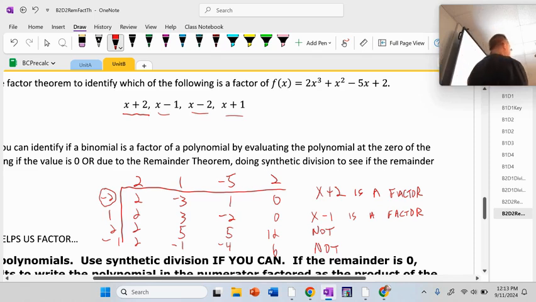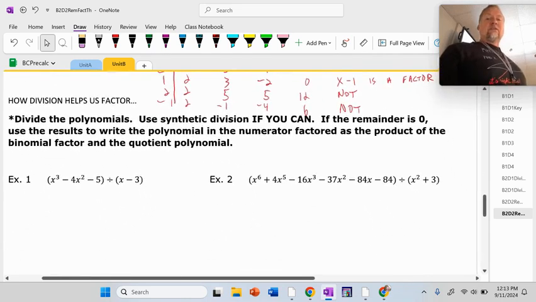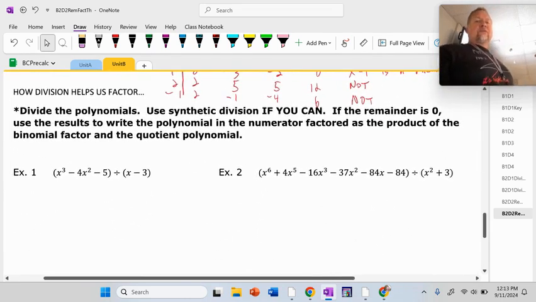We're actually going to use synthetic division to depress a polynomial and then continue to factor it all the way through, or find zeros from it, and so on and so forth. Okay, kind of weird specific directions, but these are the last two.